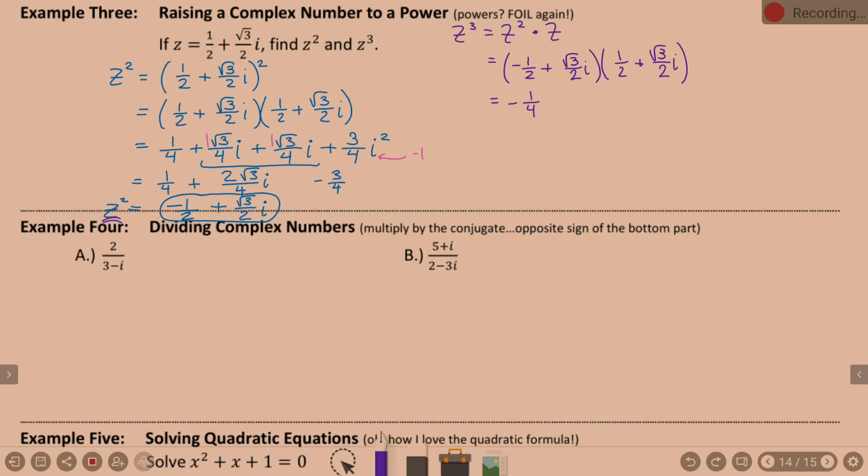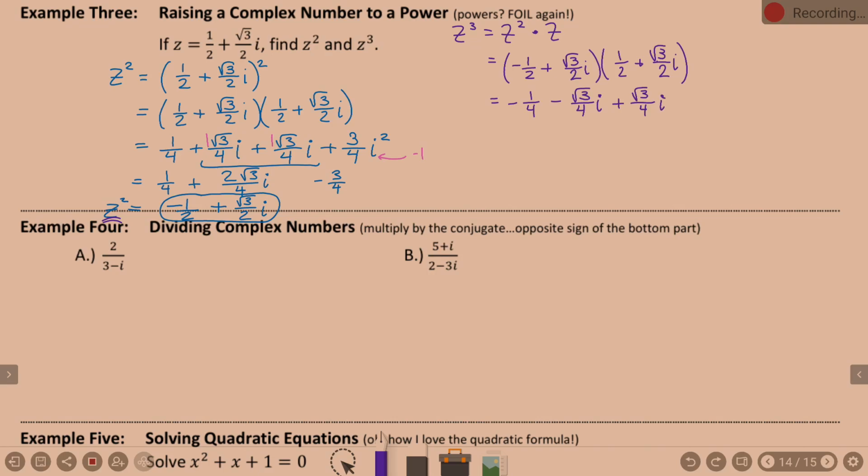Continue. Outsides. Negative 1/2 times positive square root of 3 over 2i. Negative times positive is going to make this a minus or negative. 1 times square root of 3, square root of 3, 2 times 2 is 4, times i. That was your outsides. Insides. Square root of 3 over 2i times 1/2. Same thing, just positive, because this time it's a positive times a positive. Square root of 3 times 1 is square root of 3. 2 times 2 is 4, and that's an i.